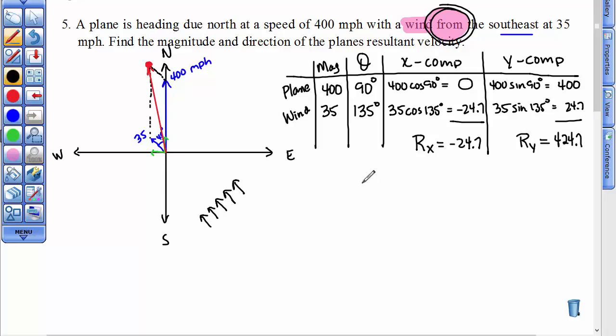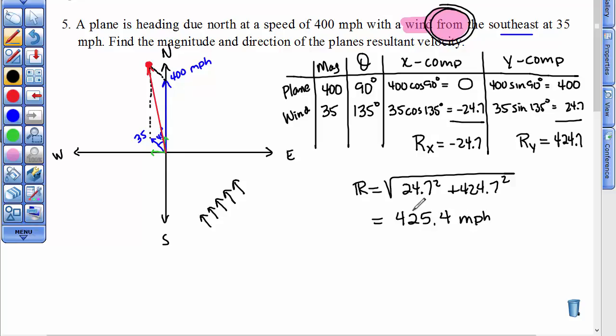And then when you have an x and y, it's always the Pythagorean theorem. So we take the square root of 24.7 squared plus 424.7 squared. Please don't ever put this negative sign in here without parentheses, because if you don't put it in parentheses, it's going to give you a negative result when it squares that number. So you must do that. So the magnitude is that the plane is actually traveling 425.4 miles per hour, not 400 miles per hour.